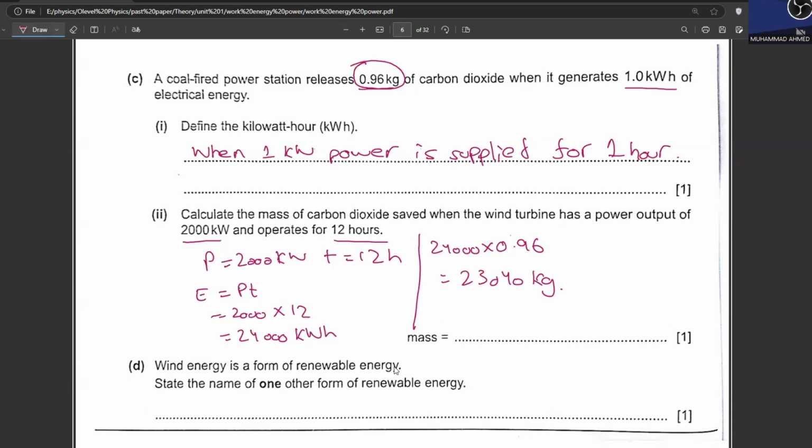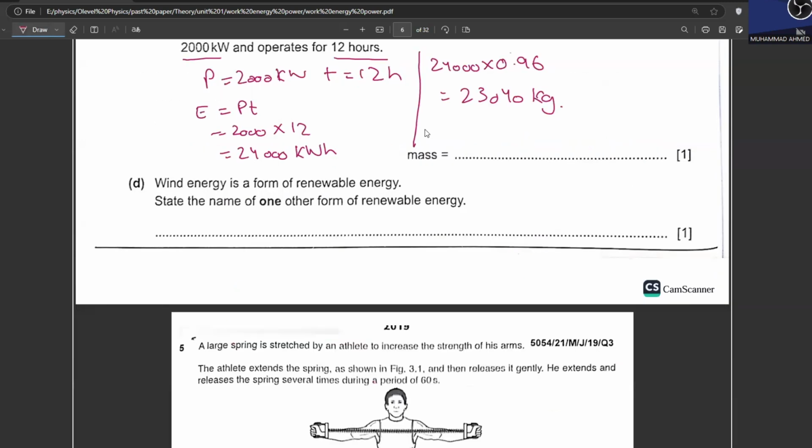Wind energy is a form of renewable energy. State the name of one other form of renewable energy. Maybe tidal. You can write tidal here. There are multiple options. I am writing tidal. You can also write hydroelectric. So, yeah, there are many options that you can write here.